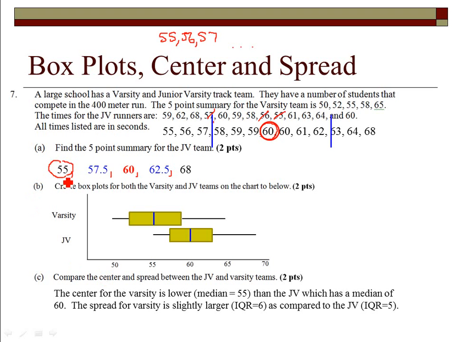He thinks he should be placed on the varsity team. So we want to know, how does Ryan's time compare to the varsity team, and should he move up to varsity? We have to explain. If I look at that score of 55, that's the same as the median. So his time is as good as at least half of the varsity. That tells you he's a really good runner.